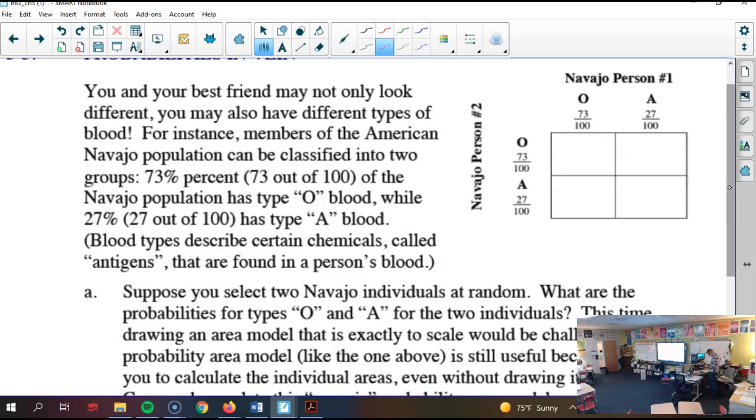I got 5329. Yeah, I got that too. I did it without a calculator. Did you do 73 times 73 without a calculator? Yeah. Good work. So it's 0.5329. That goes where? Oh, because these boxes are not equal size now, right?